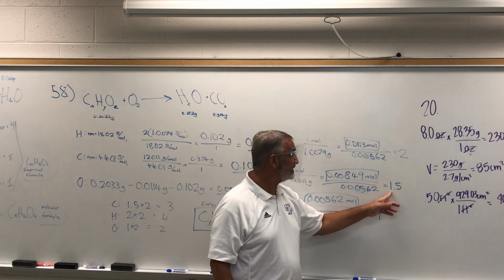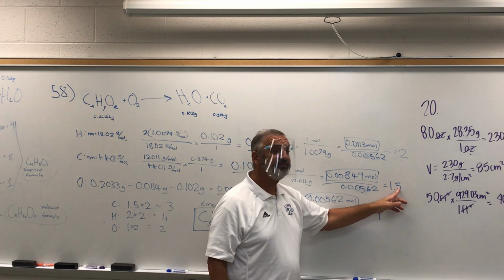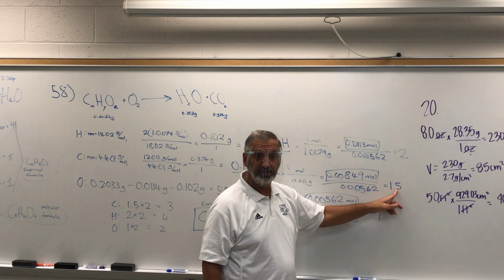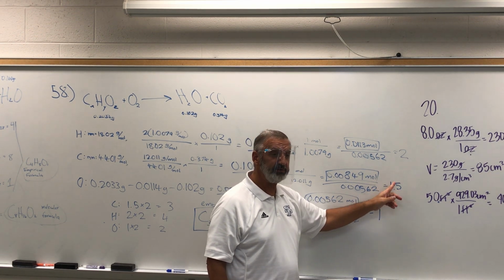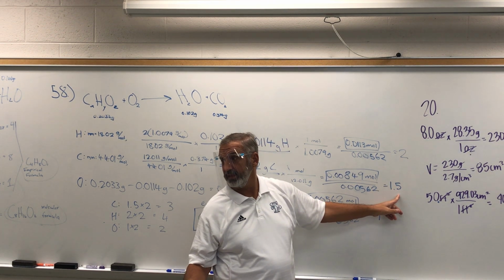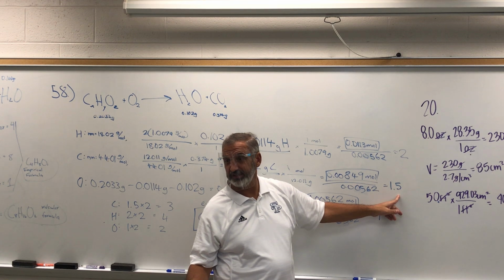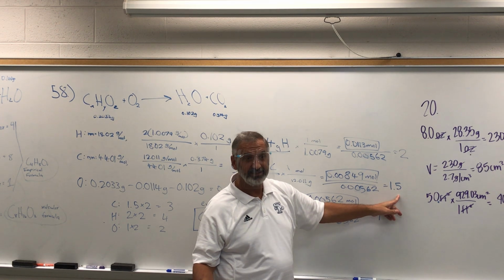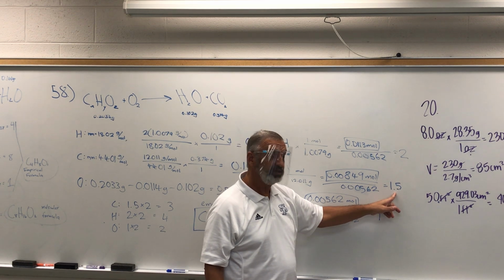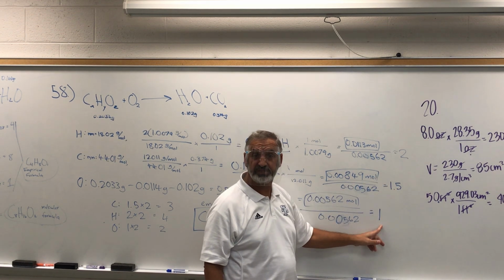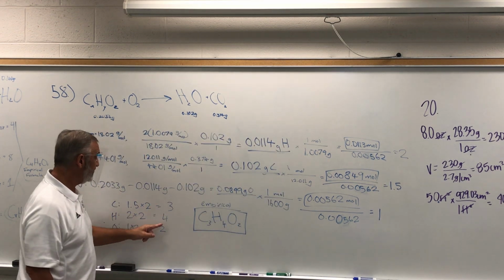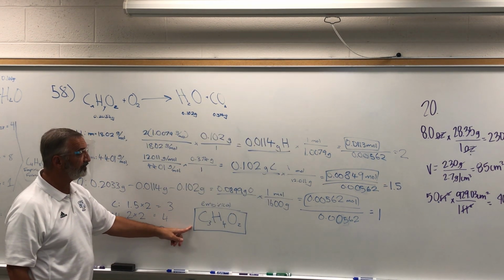Okay, so this could have come out to 1.95 and we could have gone to 2. 1.05 we could have gone to 1. But anytime it's more than that, we look for the common fraction. Since 0.5 common fraction is 1 half, we know we have to multiply by 2 to get to a whole number, but if we multiply this by 2, we've got to multiply all the other ones by 2 to keep the same ratio. So the ratio turns out to be 3 to 4 to 2, so that's my empirical formula.